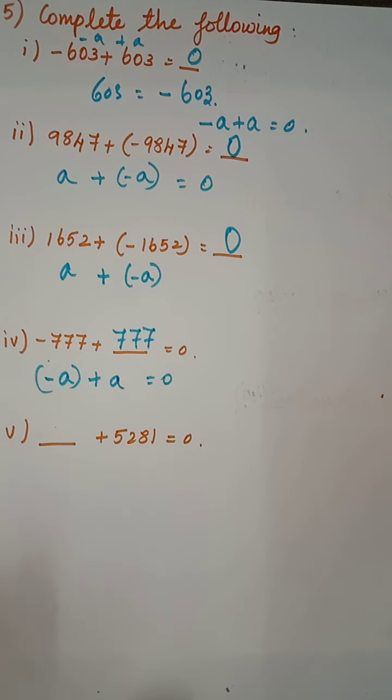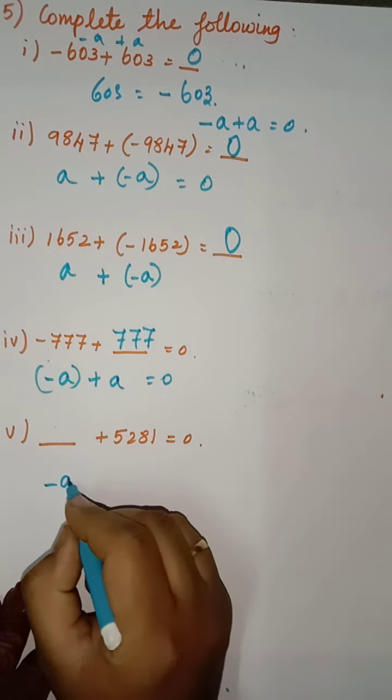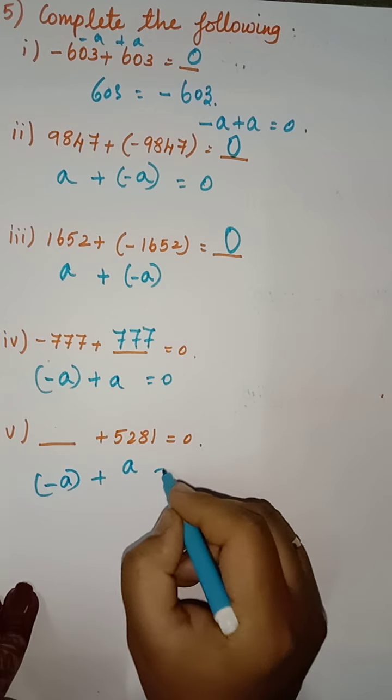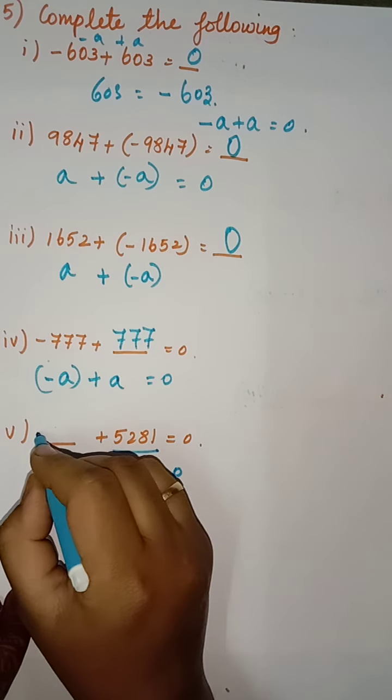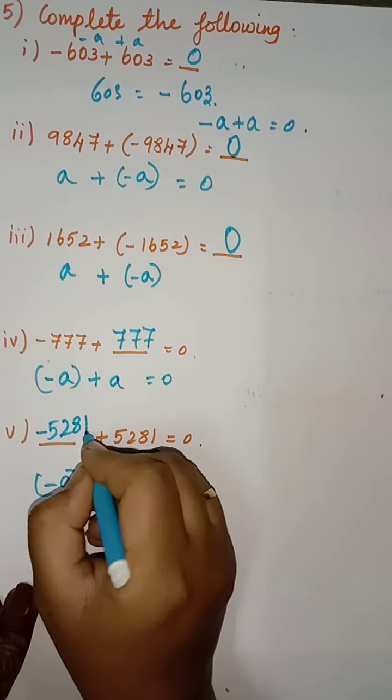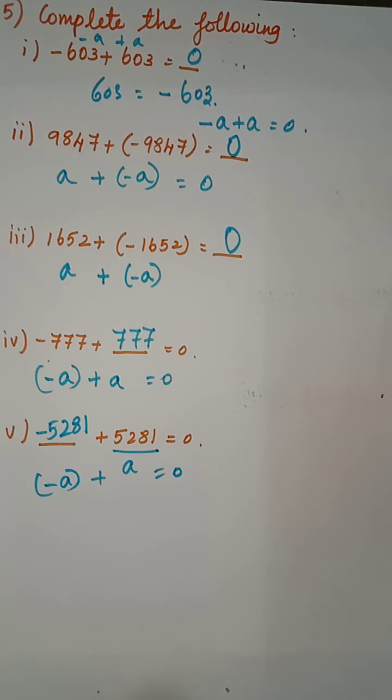Okay. Now the last sum, here minus a plus a equal to 0. Here it is in plus, but our answer should be in minus. That's all. Can you understand this? Can you understand how to do these problems? Okay, now I will recall you another time.